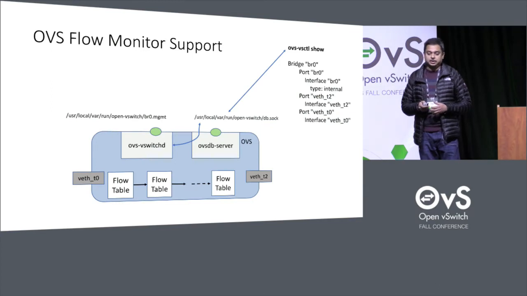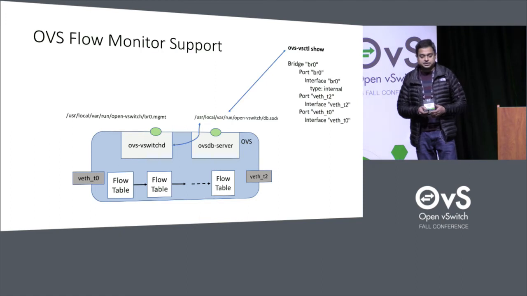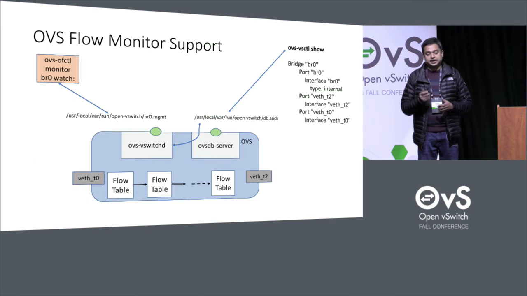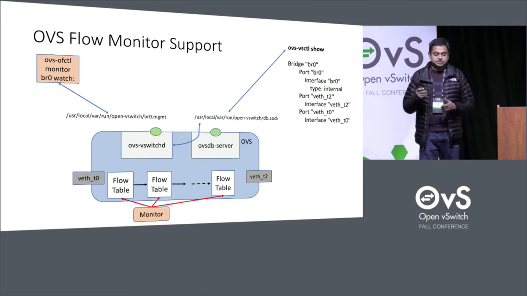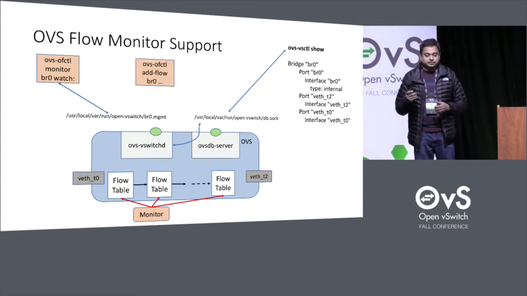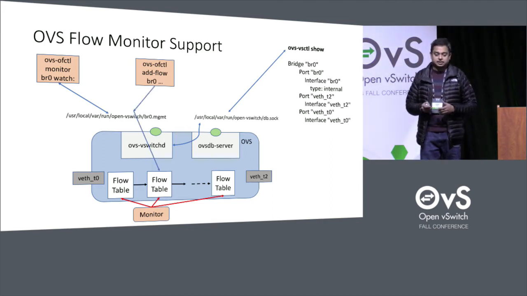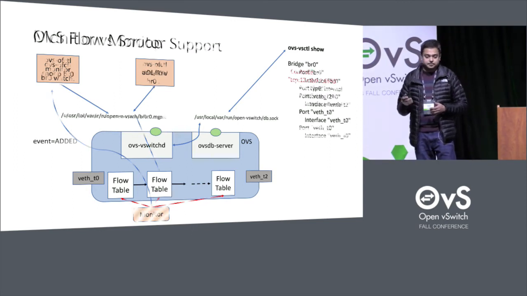How do we test it in OVS? In this case, we have one bridge which is configured on OVS, and we start an instance of ovs-ofctl monitor, which connects to the management socket of that bridge and installs a monitor which is going to monitor all the changes that are happening in OVS. We start another instance of ovs-ofctl, which adds a flow to the flow table. The monitor detects this addition and sends an event back to the ovs-ofctl monitor instance with the event added.